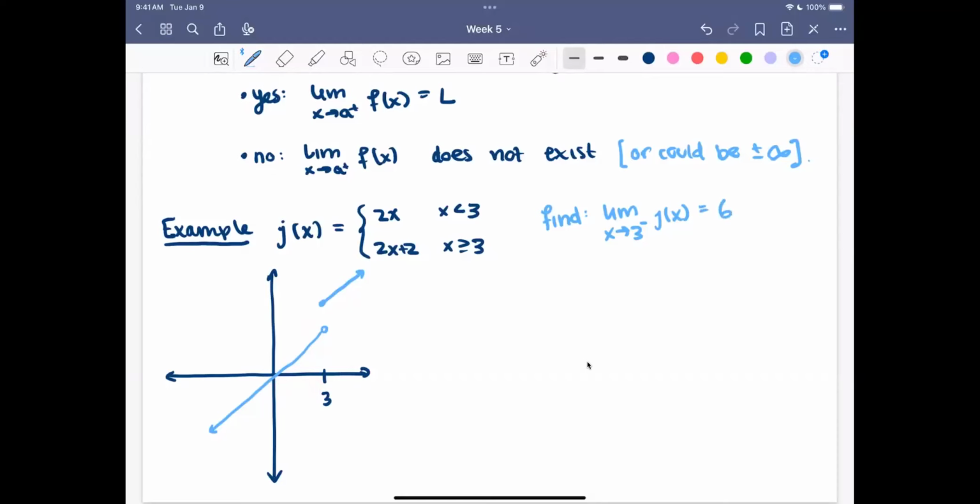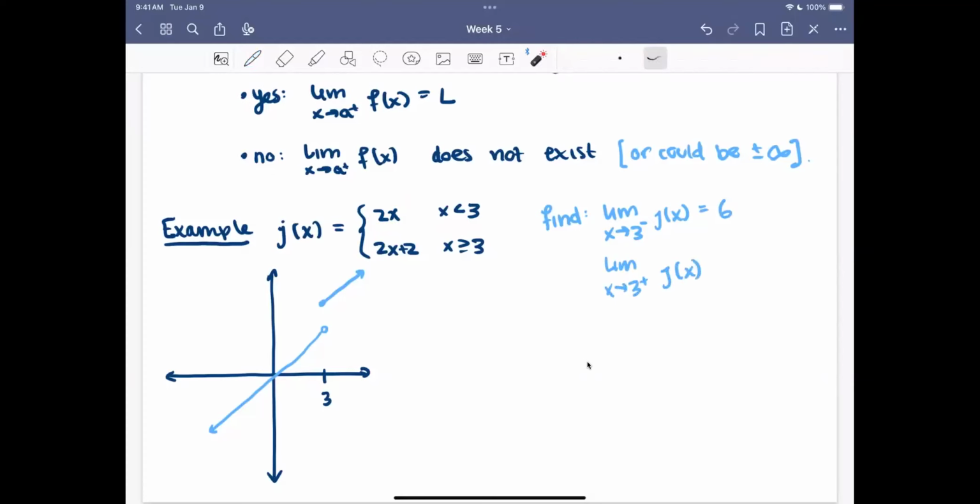So basically, how did we get here? When I plug in numbers coming from below 3, so less than 3, I'm in this case of the function, right? The function's equal to 2x. So as I get closer and closer to 3, the outputs should be getting closer and closer to 2 times 3, which is 6.